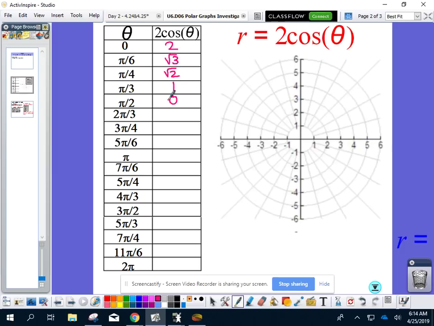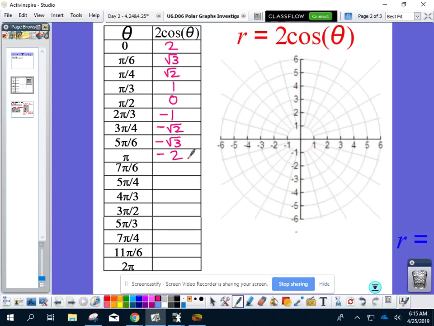Continuing next, we would have 2 pi over 3. The cosine value there is negative 1/2 multiplied by 2 would be negative 1. And then we would have 3 pi over 4, which is negative square root 2 over 2 multiplied by 2. We're seeing a bit of a pattern here now. 5 pi over 6, when we evaluate that, cosine of 5 pi over 6 would be negative square root 3 over 2. So multiplying that by 2, we get negative square root 3. And then we also have cosine of pi, which is negative 1 multiplied by 2 is negative 2.